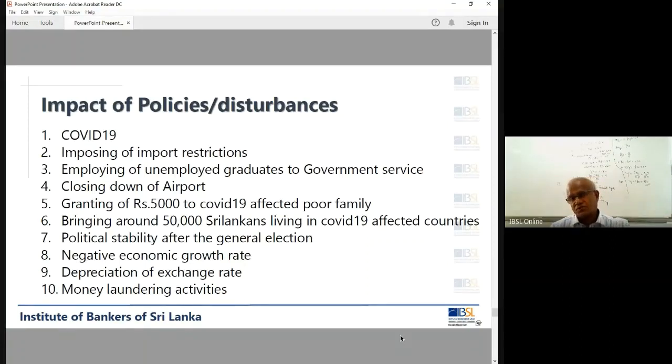Closing down of the airport, that is a serious thing. We closed down because of the spreading of COVID. People diagnosed with COVID are coming to the country, and if they move with other people, that will be a problem. Just stop the airport. Tourism sector will be affected. No tourist earnings. Our people can't go out. Outward tourism decreases, inward tourism comes down. The tourism sector is directly related to the balance of payment. Outward remittance, outward tourism, directly related to the balance of payment.